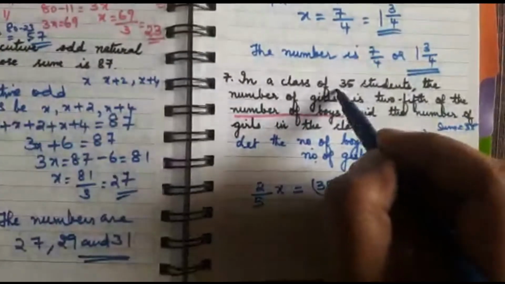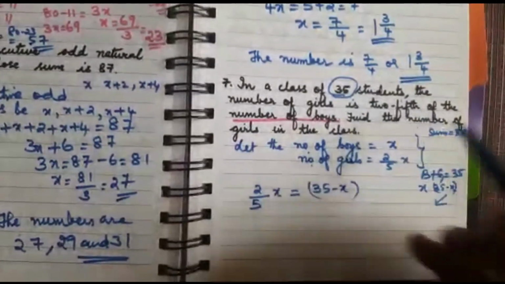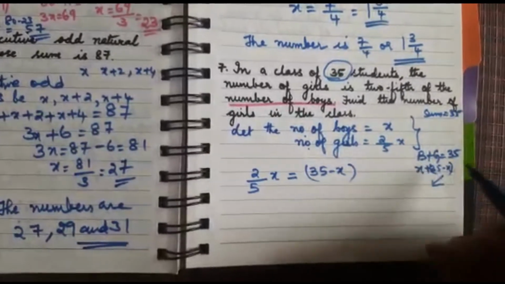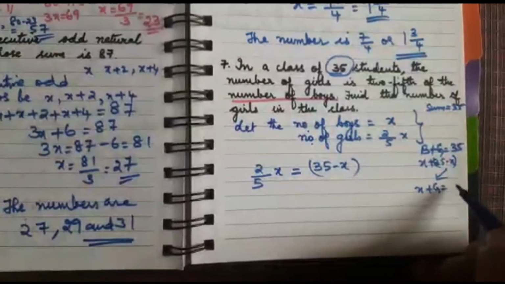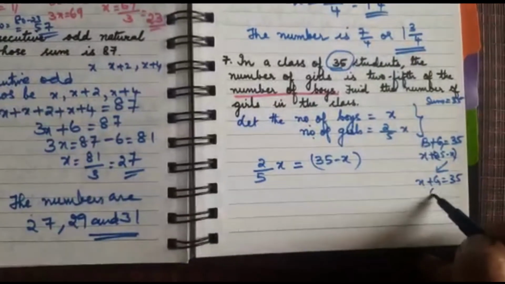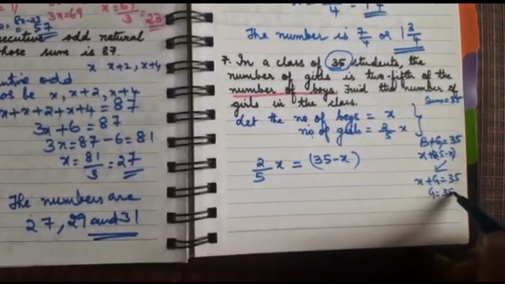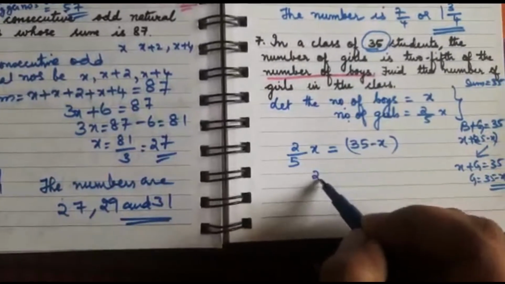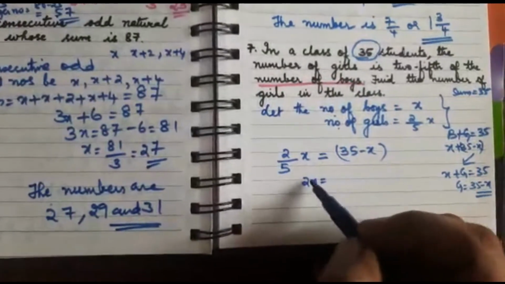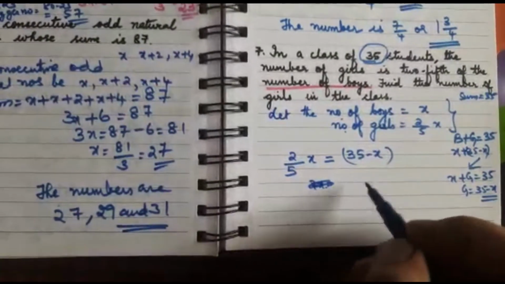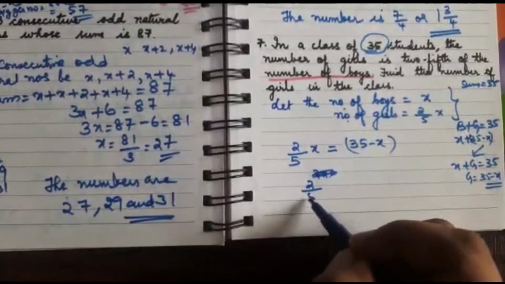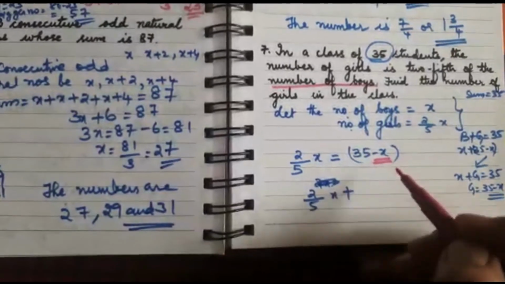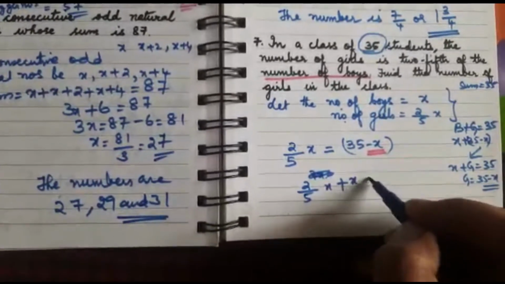Because the total number is 35 and boys is x, x plus girls equals 35. So how many girls will there be? Girls will be 35, that is the total, minus the number of boys, so 35 minus x. Now you have to find out, 2/5 x equals 35 minus x. Taking this minus x to this side, it will be plus x, equal to 35.